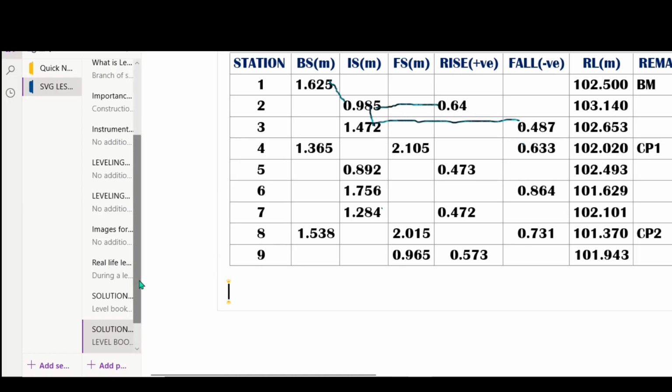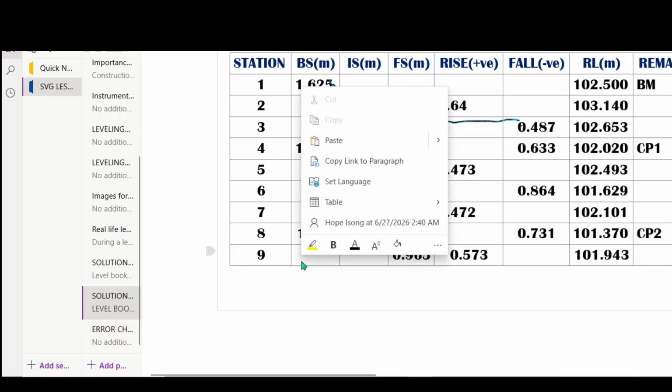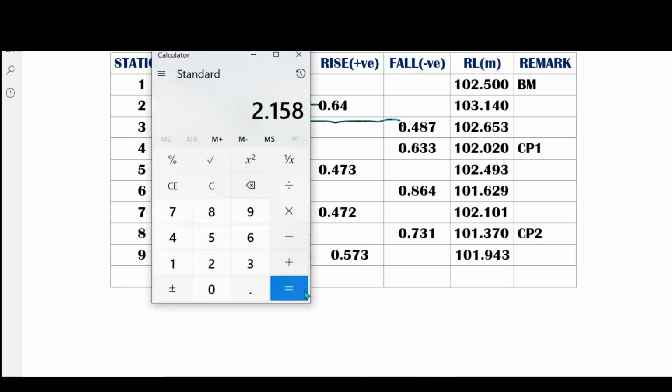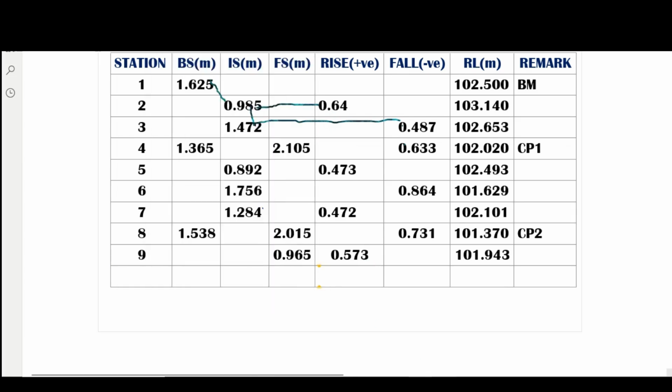Now the next one is error proving, right? So that's what we want to do now. Let's add another column to this table so we can prove this below. Let's call these the total. Okay, so the sum total of rise now is going to be 2.158. All right, so 2.158, and let's add this 4 together and see what it's going to give to us.